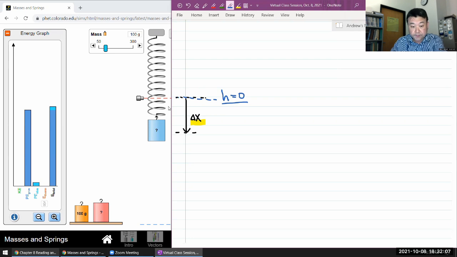So as this mass falls, your gravitational potential energy, this mgh, is going to become more negative as my h is equal to minus delta x. So as my delta x increases downward, my gravitational energy will decrease. It's decreasing from 0 down into negative values. So all of that is fine. I can just set my height to be 0 at the equilibrium length position of the spring.